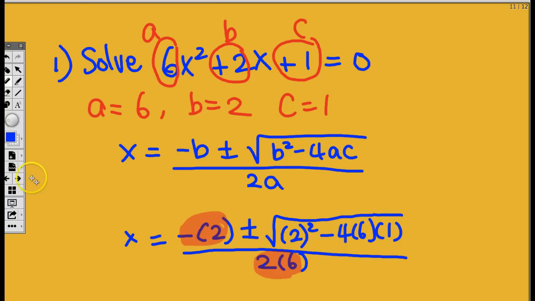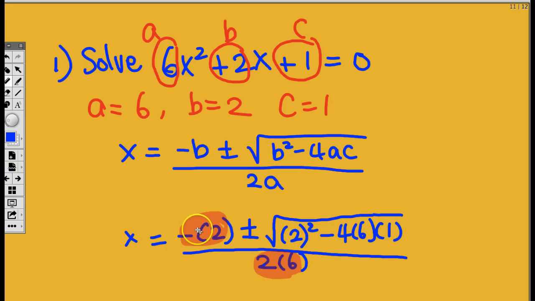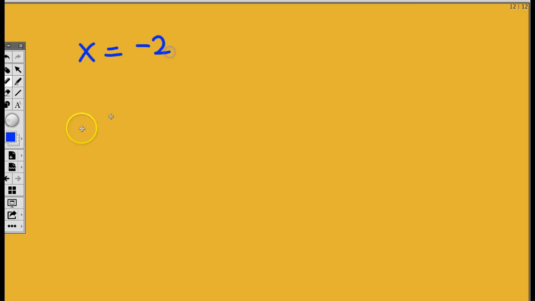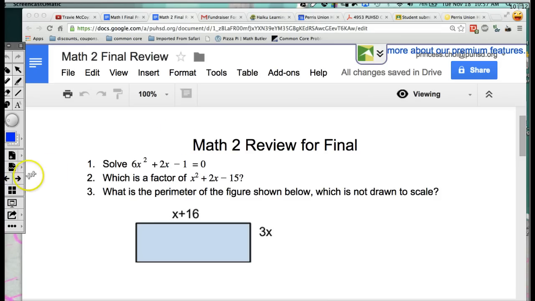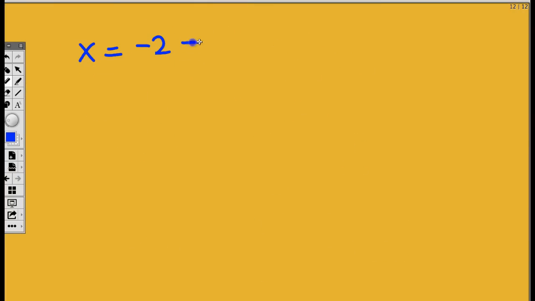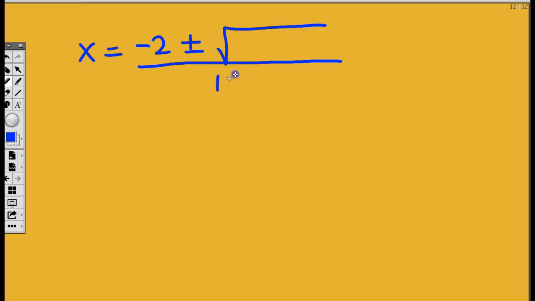I'm going to copy x equals, nothing special. And then I'm going to look at this. This is a negative and then a positive 2. So that just gives me a negative 2. So I'm going to put that. And then if I go back, I see plus and minus and then the square root, right? So I'm just going to go ahead and copy that. Plus or minus the square root. And then inside the square root, I'm going to leave it. And then I draw the line. And then if I go back, I see 2 times 6, which is 12. So I'm just going to put that.